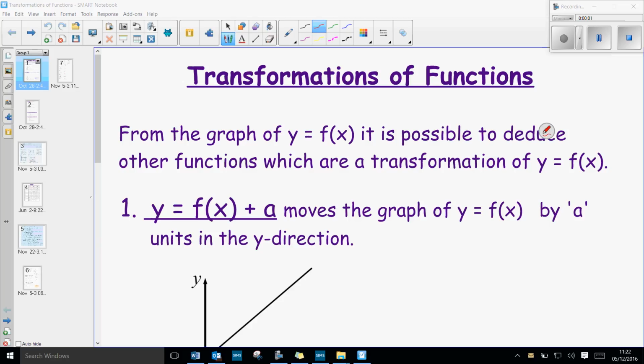Definitions of functions. So from the graph y equals f(x). Now notice here, this is f(x). Okay, so this is the graph. This is the function f(x).